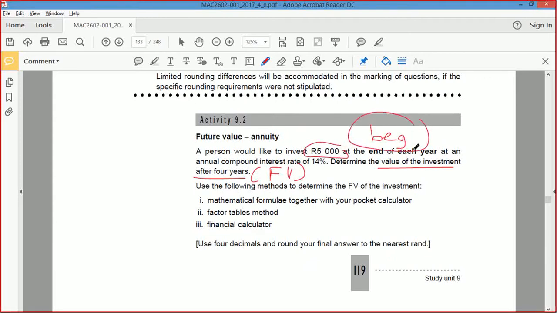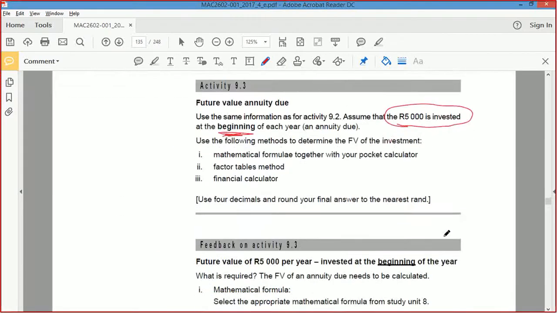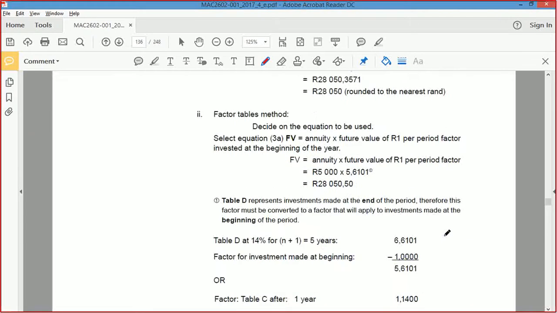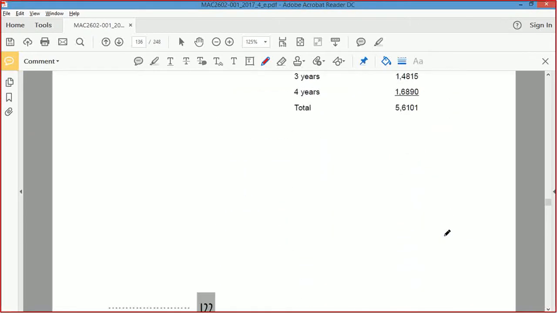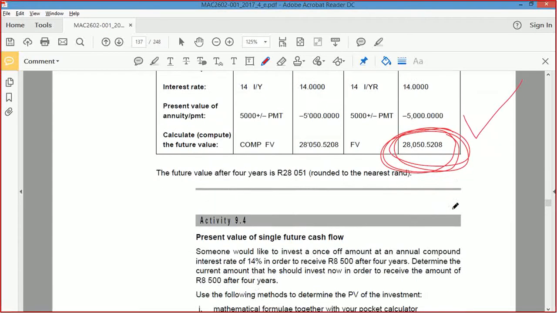What do you get? First thing, I change my calculator to the beginning of the year. I put in 5,000 PMT, 14% is my I over a period of 4 years, which is my N. And then I'm trying to solve for my FV. It's 28,050.52. Good. Easy, hey?